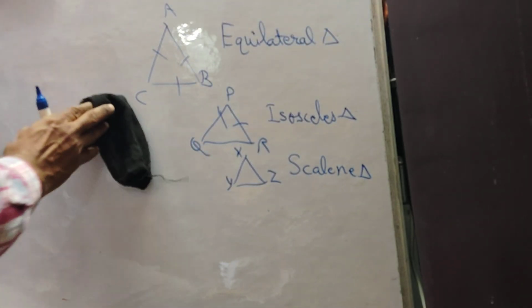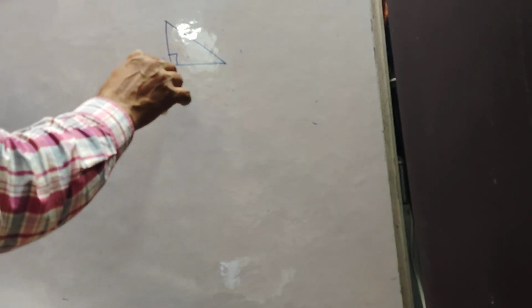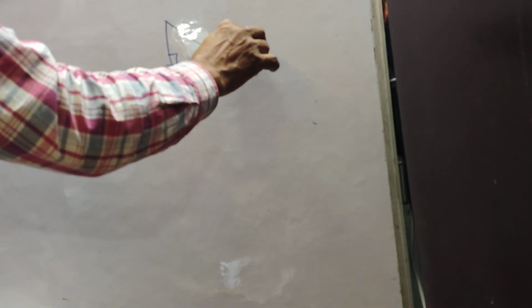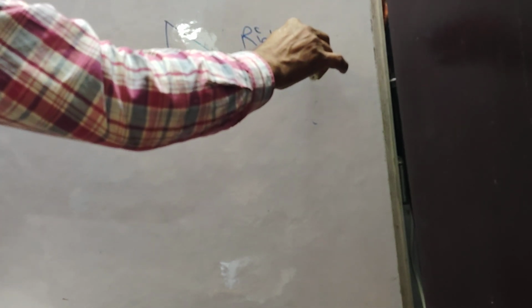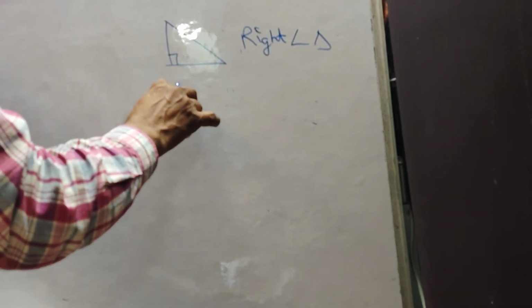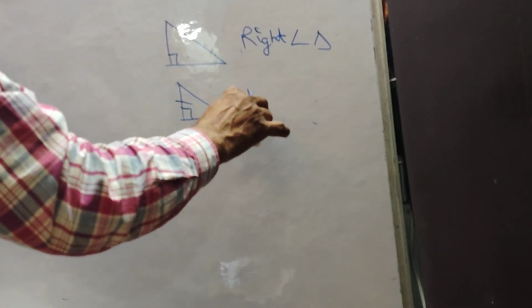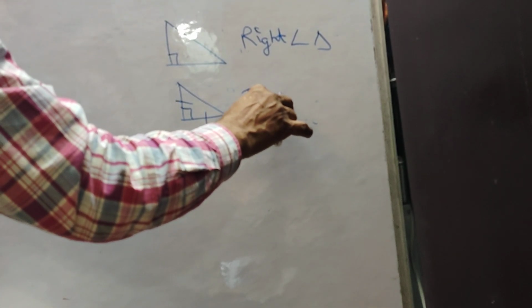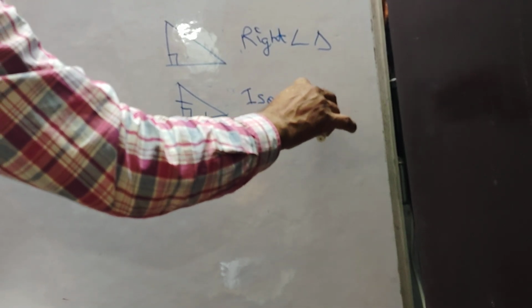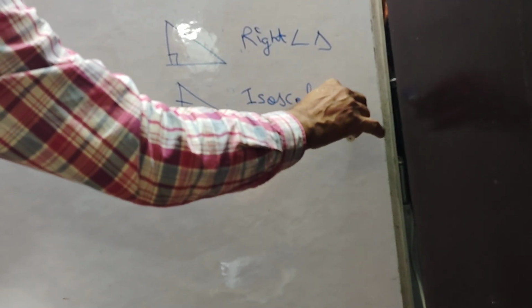Now the fourth one, triangle according to angle. This was according to side. Now according to angle, if any one angle is 90 degrees, it is called right angle triangle. If a right angle triangle has 2 equal sides, then it is called isosceles right angle triangle.